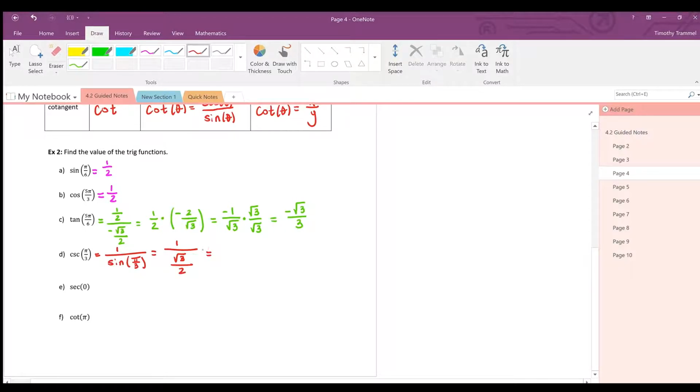Okay, and if we do 1 divided by a fraction, we're just going to get its reciprocal. And then if I rationalize the denominator, we'll get 2 root 3 over 3.